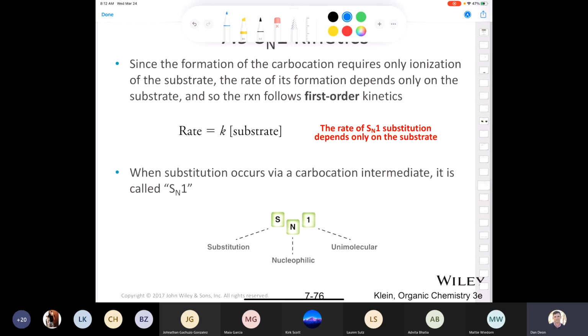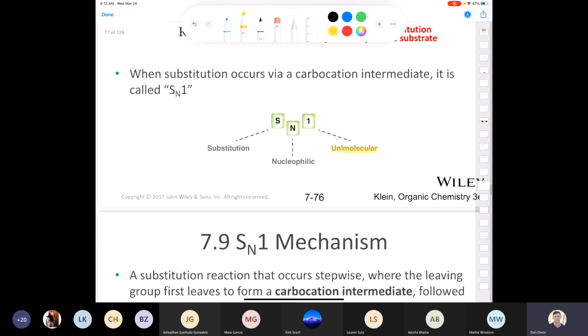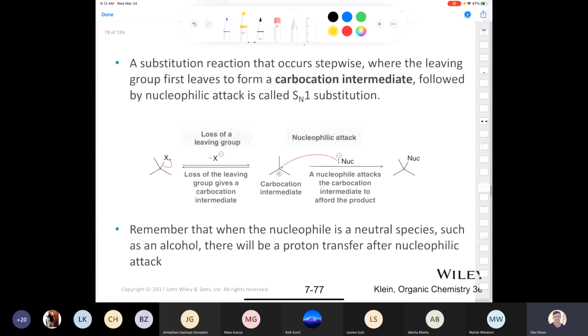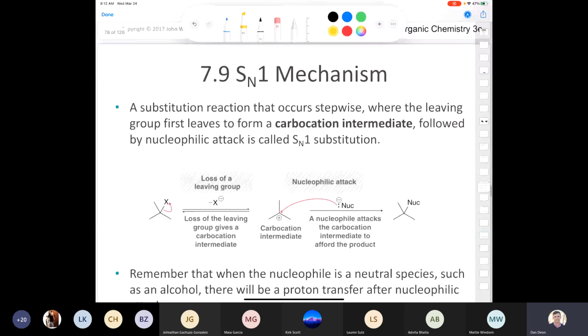All right, so SN1, what does it stand for? Substitution, nucleophilic, and then the 1 stands for unimolecular. It's pretty easy to remember once you've got SN1 and SN2 down pat. It's pretty easy after that. All right. Again, the substitution reaction, and we're talking about an SN1 mechanism.